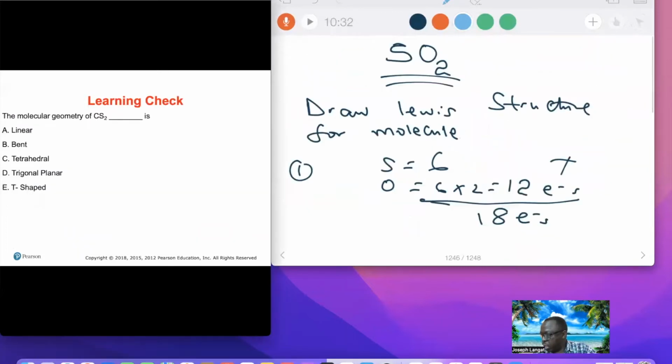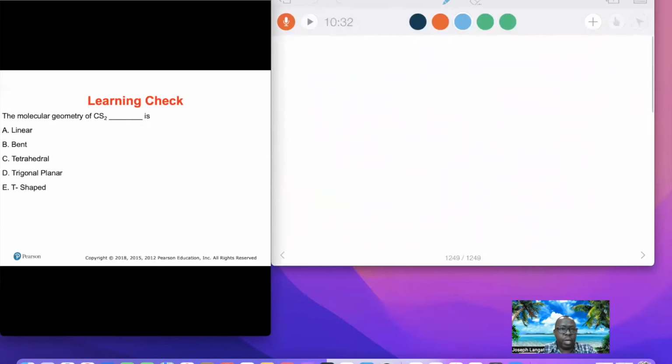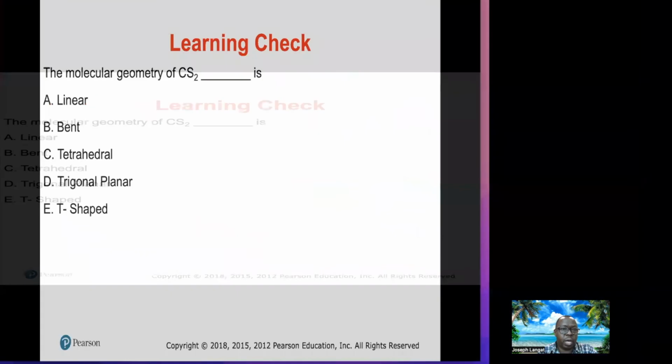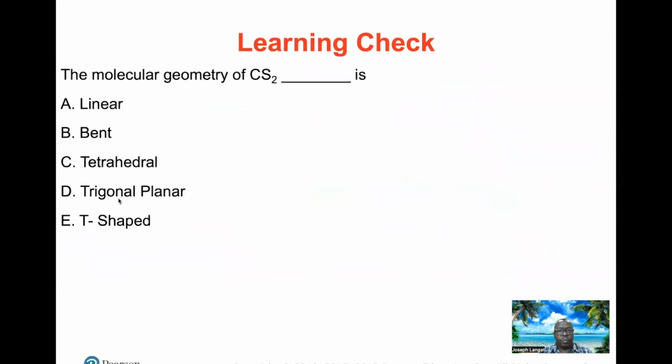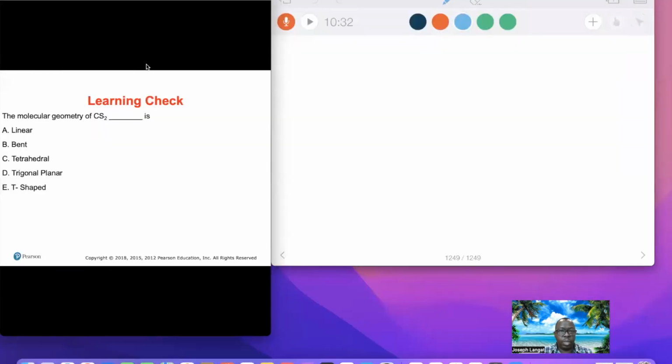Learning check: let's see a typical question in an exam or quiz. The molecular geometry for CS2 is: linear, pentagonal, tetrahedral, trigonal, or T-shape. In this case, you don't need to memorize. Maybe somebody might think, do I need to Google and memorize that? No, all you need to know is how to go about drawing the Lewis structure.